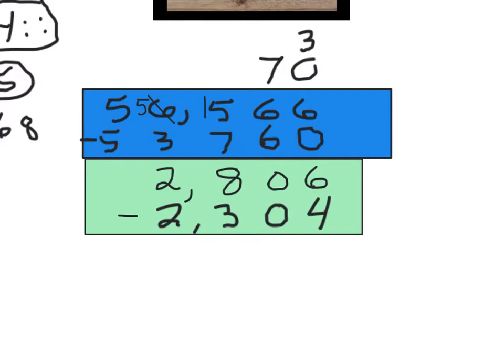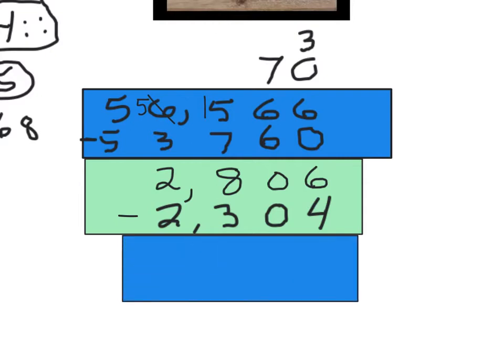And I'm going to go ahead and make another area box and see what happens here. And now I'm going to subtract. And I got 6 minus 4 is going to give me 2. And then 0 minus 0 is going to give me 0, right? That's pretty simple. And 8 minus 3 will give me 5, so I got 5 right there. And 2 minus 2 is 0.